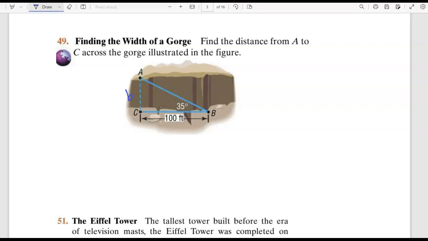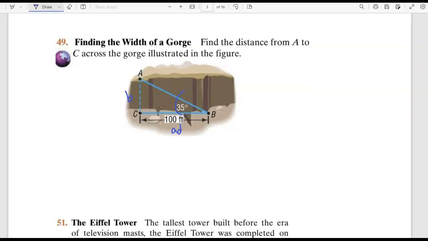I need to figure out what trig function ties everything together. So here's the angle that I have. I have the adjacent side. I'm looking for the opposite side. So the trig function that ties everything together here is the tangent. So we're going to say tangent of 35 degrees is equal to opposite, which I don't know, over the adjacent. And then we're just going to solve this for B. We're going to multiply both sides by 100.